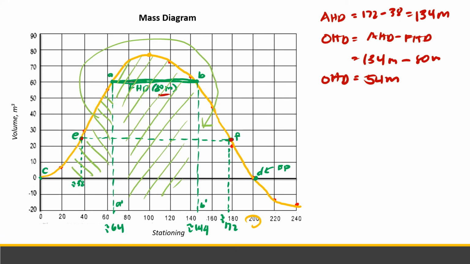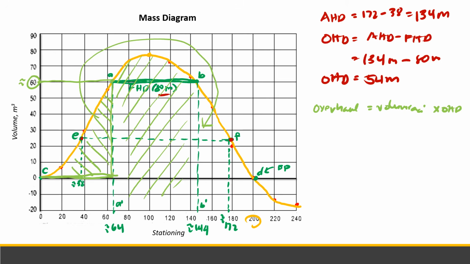So to compute the volume, overhaul is equal to the volume AA prime multiplied by the overhaul distance. So by inspection, at this point, the approximate volume here is 60 cubic meters. So approximately yung volume na to.